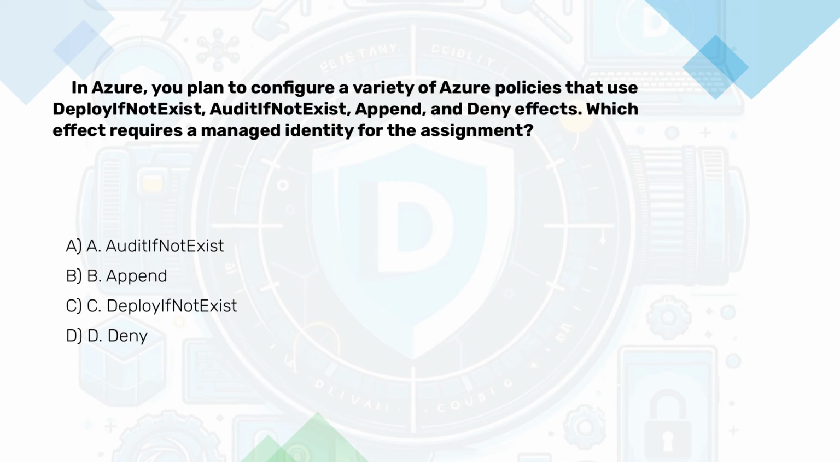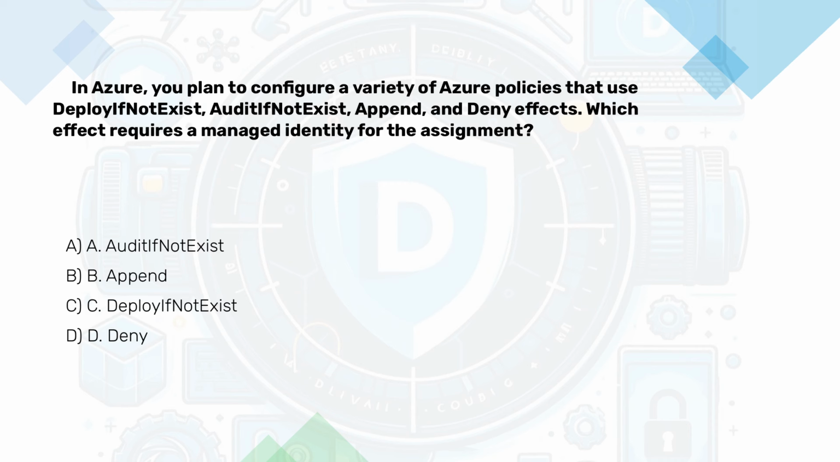In Azure, you plan to configure a variety of Azure policies that use deploy if not exist, audit if not exist, append, and deny effects. Which effect requires a managed identity for the assignment? A. Audit if not exist. B. Append. C. Deploy if not exist. D. Deny.